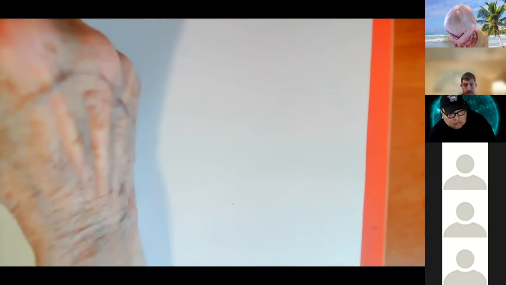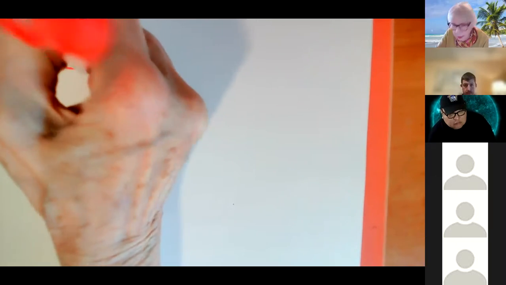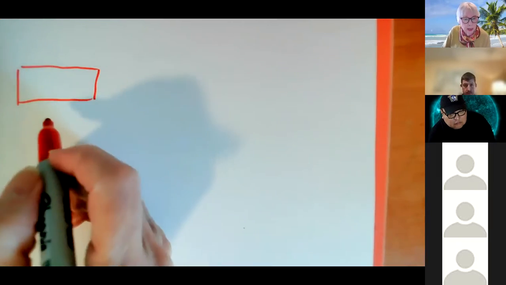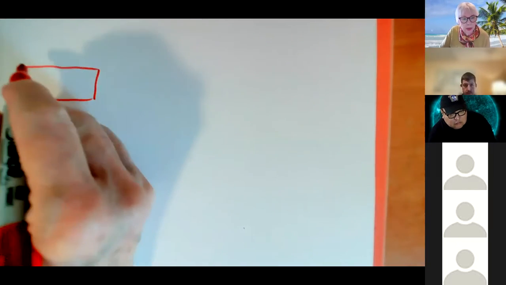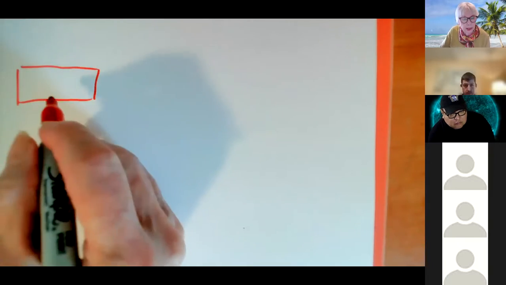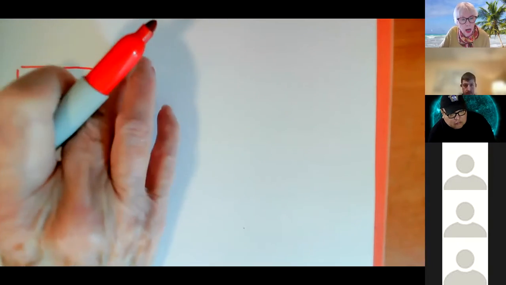Now they take this rectangle, okay? There's a rectangle, and they're going to pretend that the sides can move, and we're going to push the top part over.